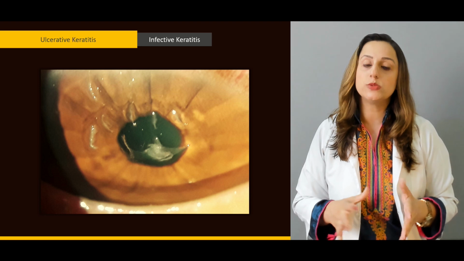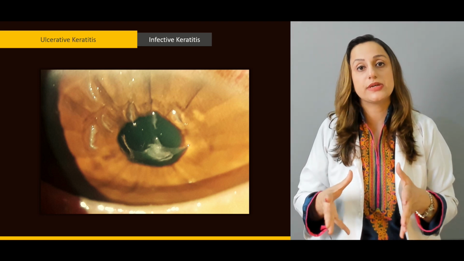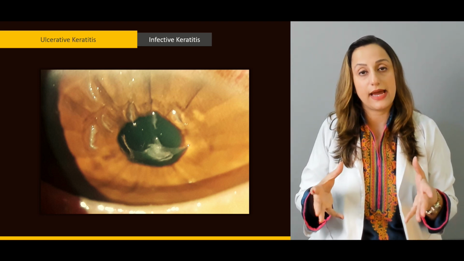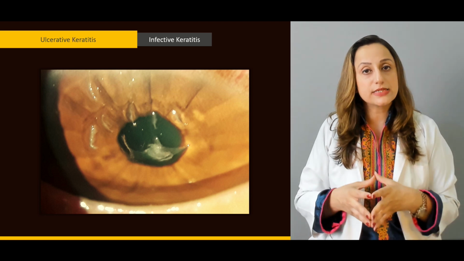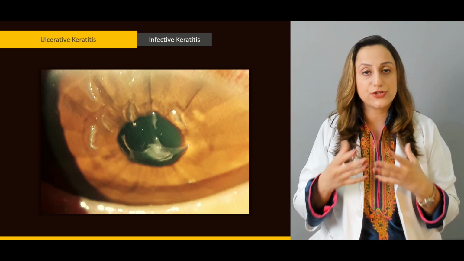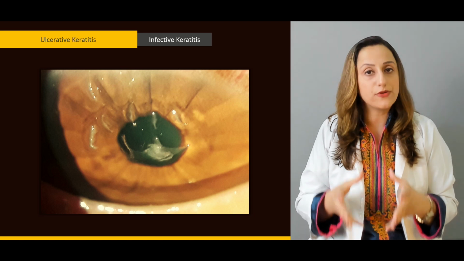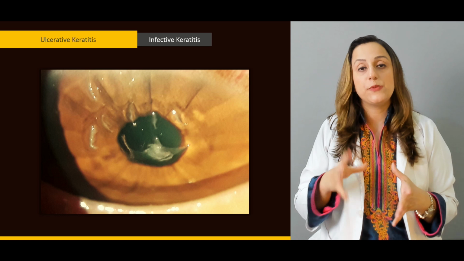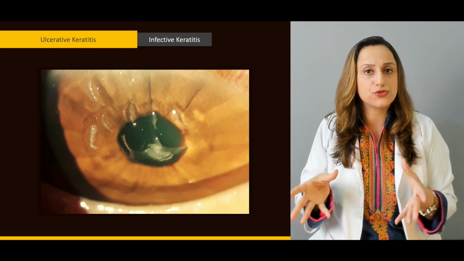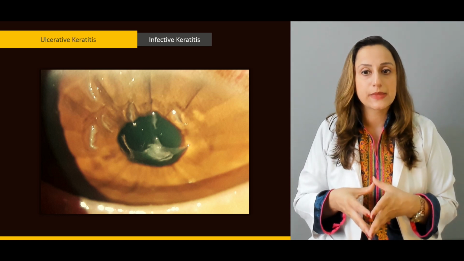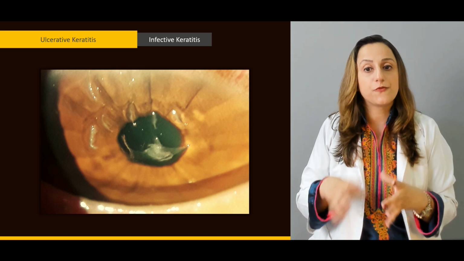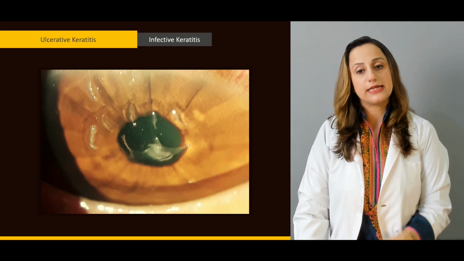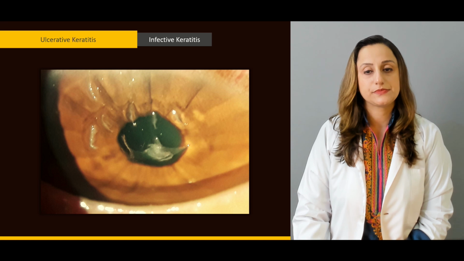When we talk about infective keratitis, there is a subclassification to this category. Infective keratitis can be of bacterial origin, viral origin, or mycotic, that is fungal, origin, and then we have the autoimmune, that is the inflammatory keratitis, which can also occur. So these are the different forms in which infective keratitis can occur.